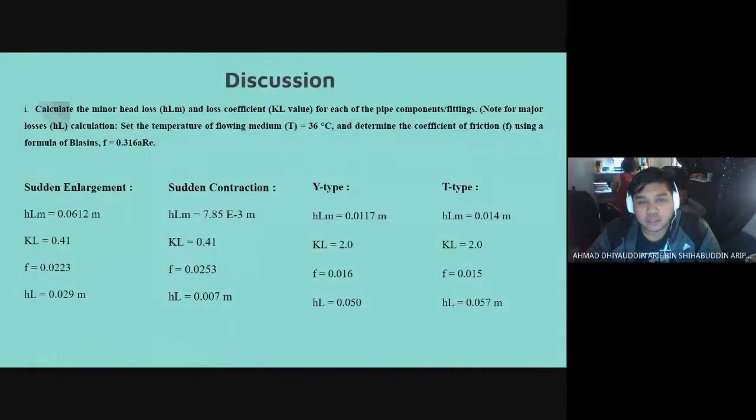For the discussion, it asks us to calculate the minor head loss and loss coefficient for each of the pipe components and fittings. Set the temperature of the flowing medium to 36 Celsius and determine the coefficient of friction using the formula of Blasius. And these are our findings.